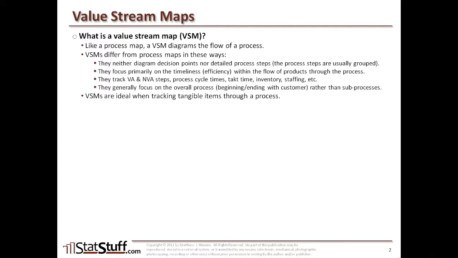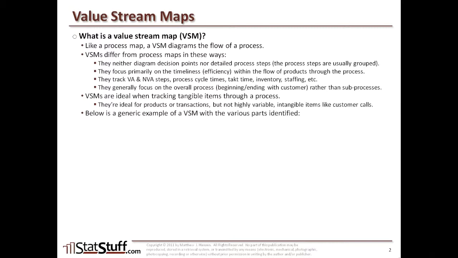Value stream maps are also ideal when tracking tangible items through the process itself. So they're ideal for products or transactions, but not for things that have a high amount of variation or intangible items like customer calls.